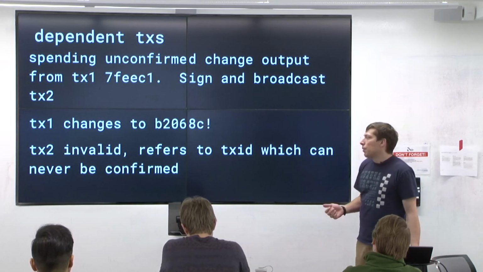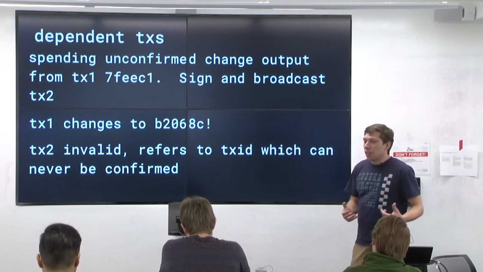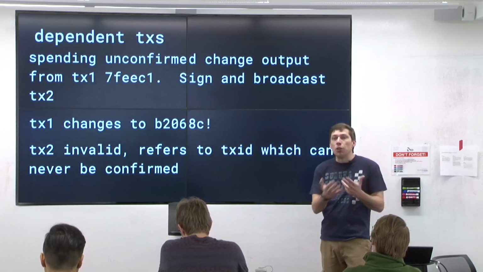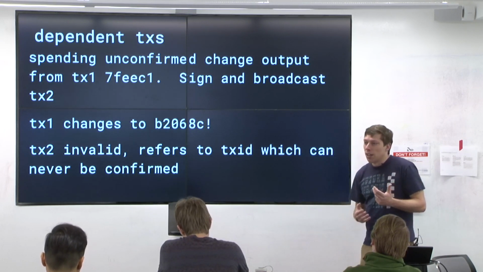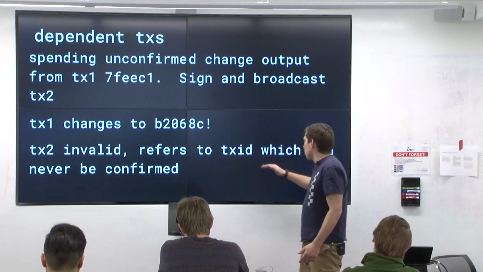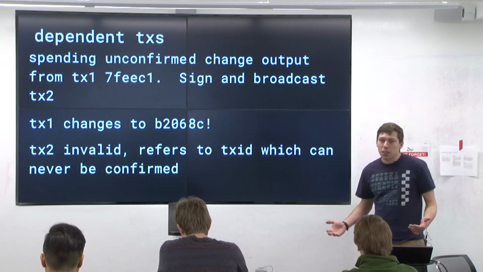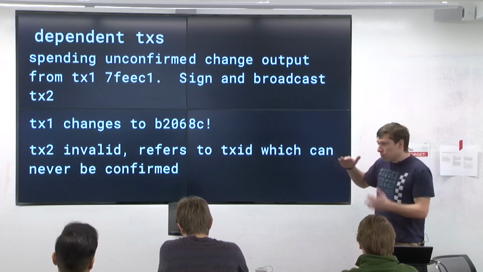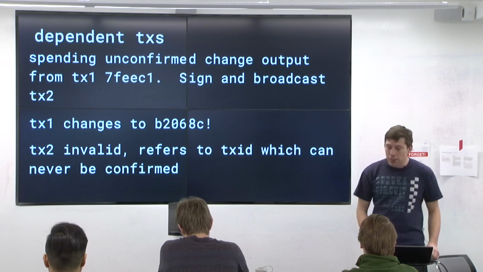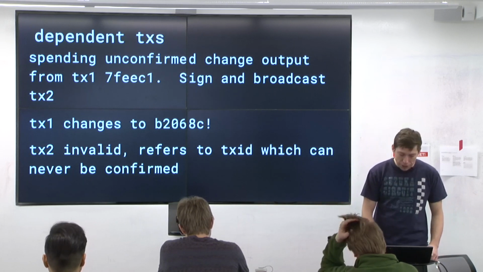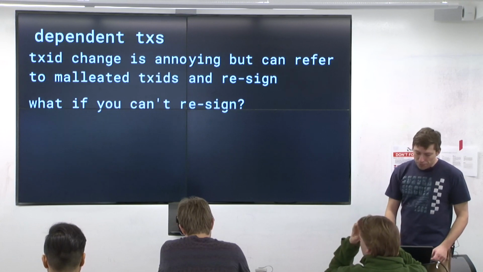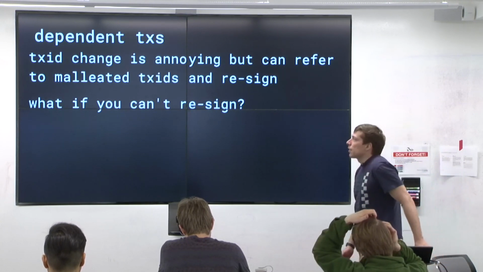And this is a big problem because now you've signed a transaction that you think is going to be valid, but the money you thought you were spending sort of moves out from under you. And so that transaction is no longer valid. Right? TX2 is now invalid. It refers to something which can never be confirmed because there's a different transaction that's almost the same, but they're mutually exclusive that did get confirmed. Okay, so this is bad. It doesn't seem that bad, right?